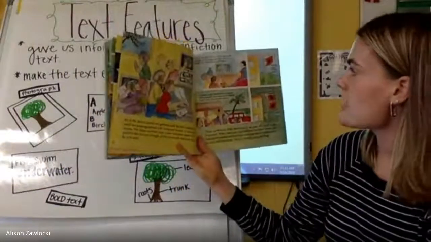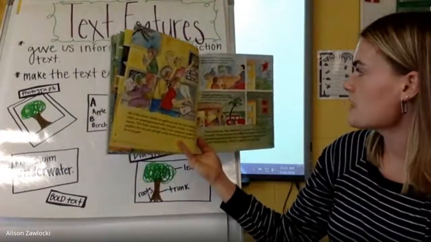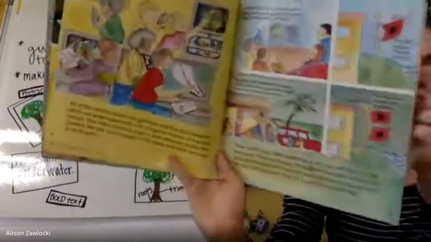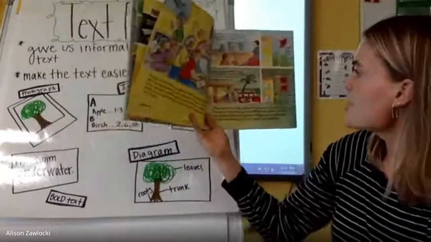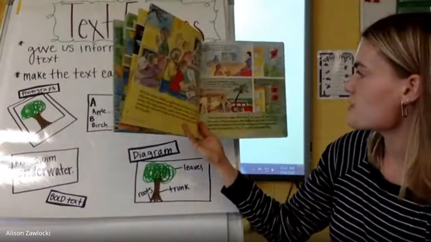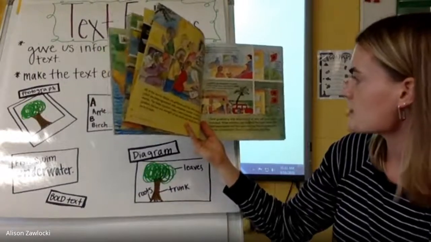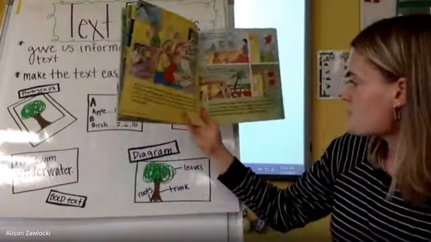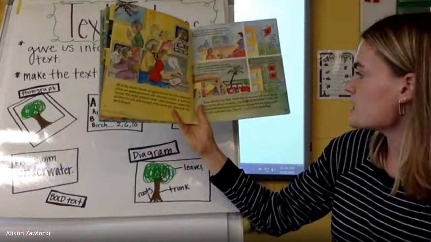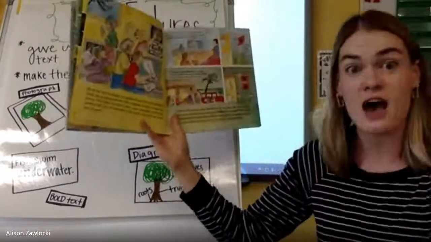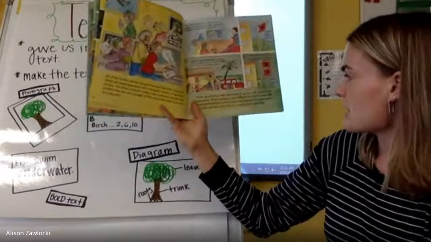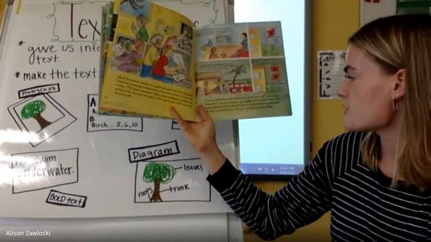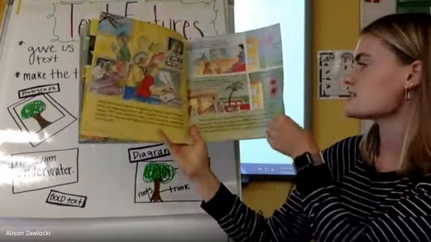A storm watch is a notice that tells people in a certain area that a hurricane might hit within 36 hours. One flag means storm watch. A hurricane warning is a notice telling people that a hurricane is likely to hit within 24 hours. Two flags is a hurricane warning. These predictions help determine if an area will need to be evacuated. So that means if people need to get out of the area. When necessary, the National Hurricane Center will issue storm watches and hurricane warnings that are made public on radio and television. The U.S. Coast Guard raises the flags.